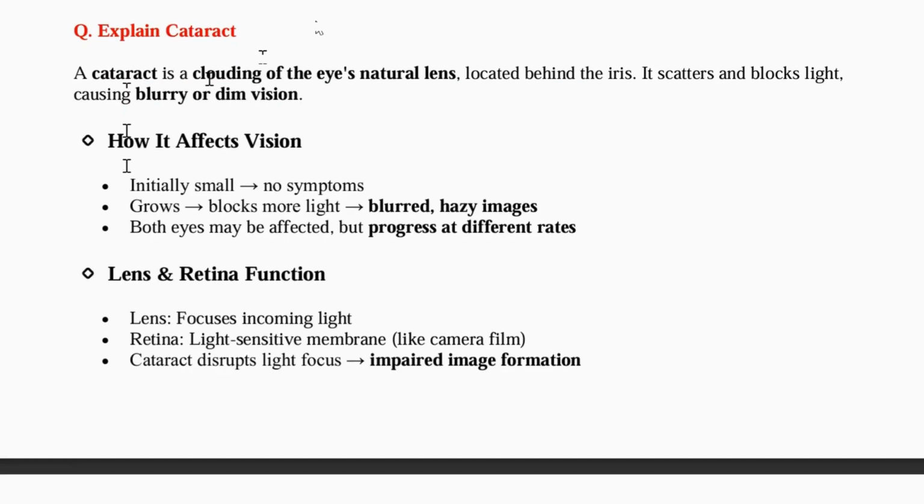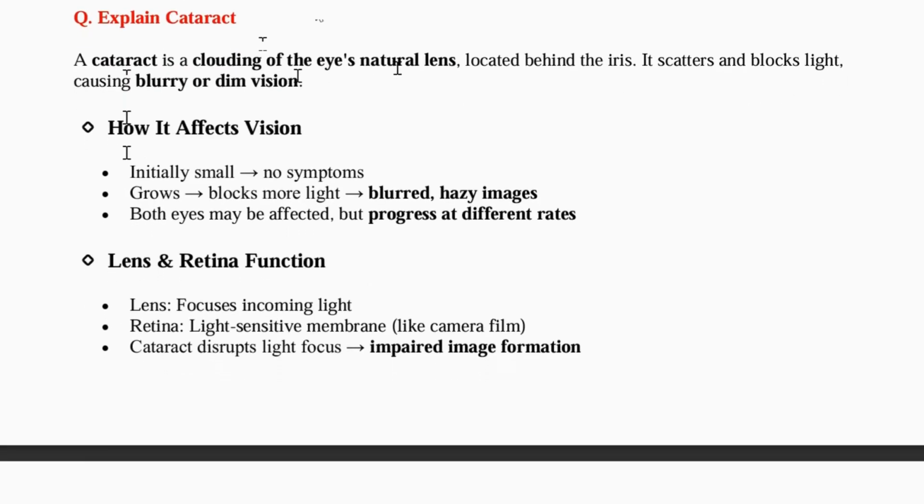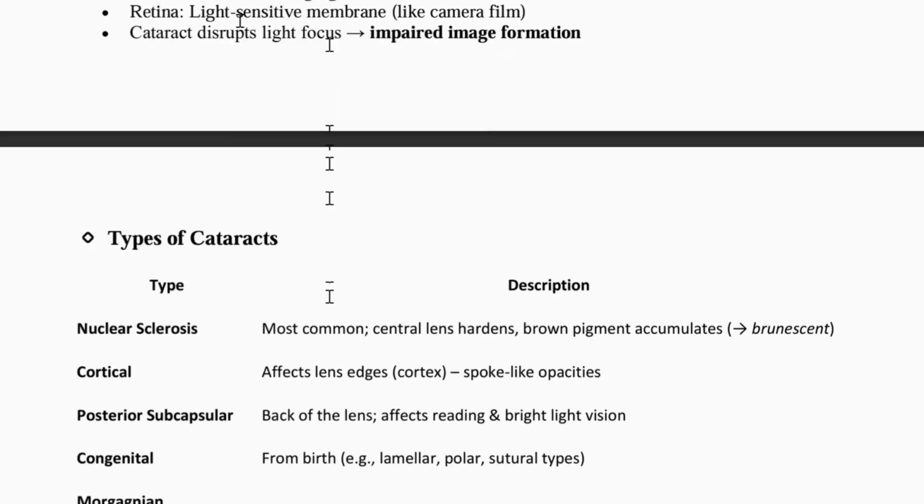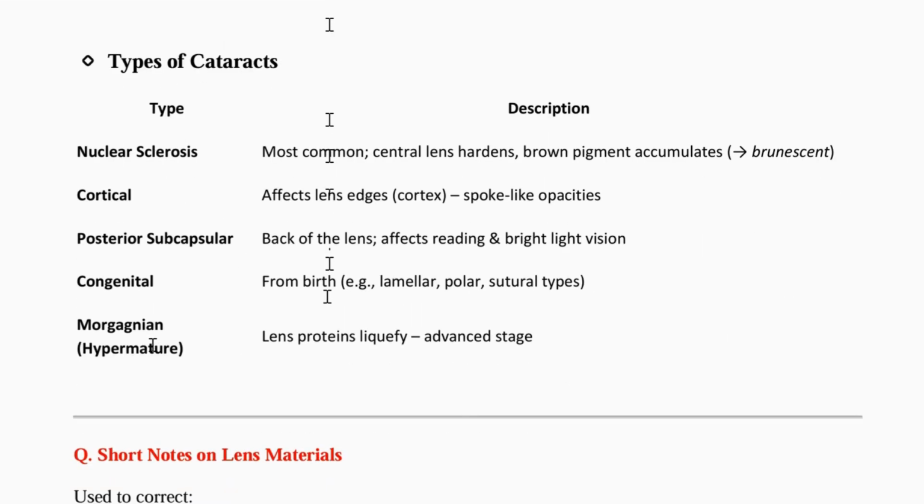What is cataract? It is a clouding of the eye's natural lens that is located behind the iris, so that it scatters and blocks the light and causes a blurry or dim vision. How it affects lens and retina function, and what are the types of cataracts with the description. Go through that.